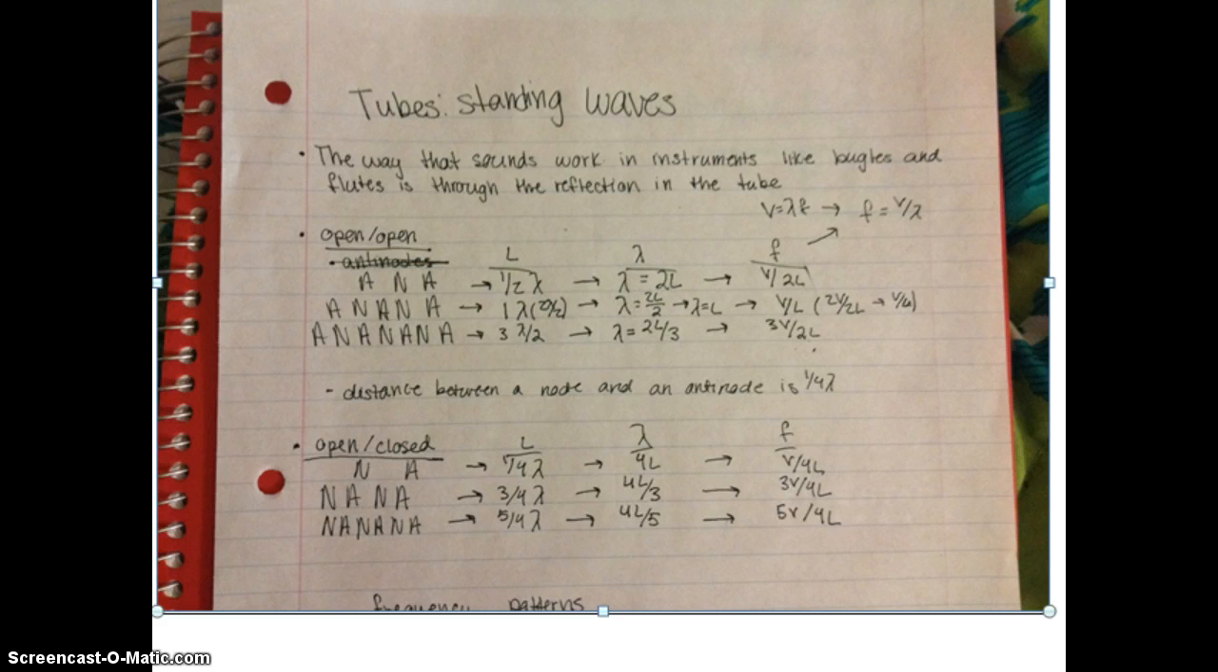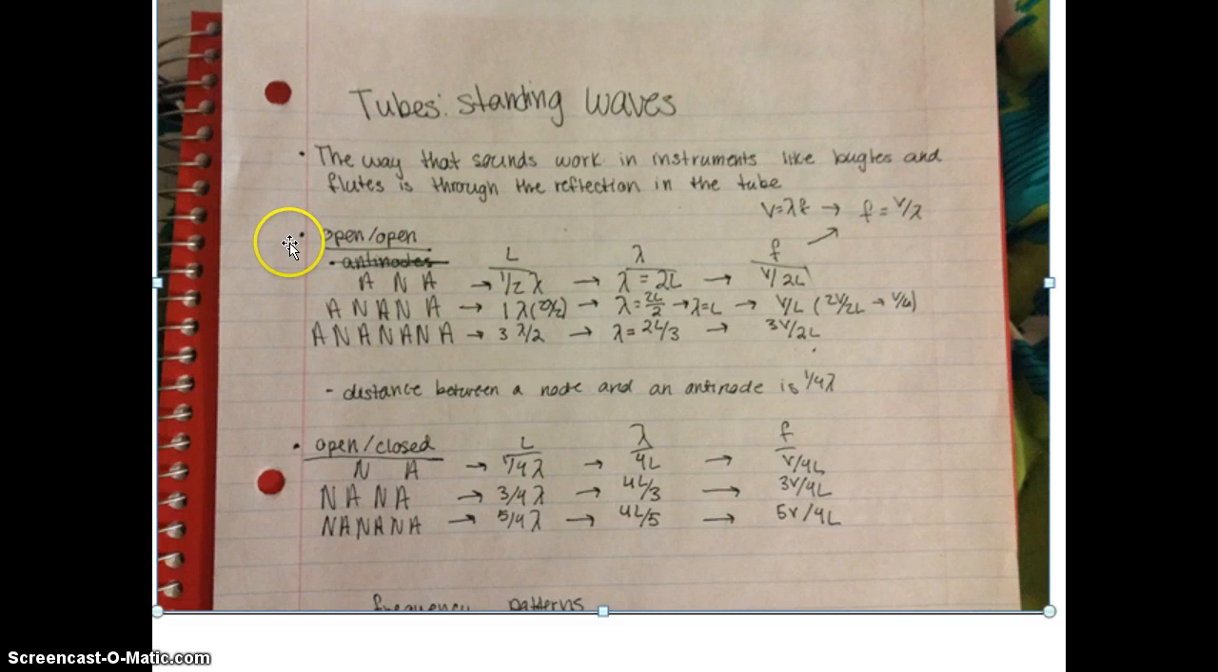whereas if it's closed, it'll always start with a node. So when it's open, like in the first example, it starts with an antinode and then a node and then an antinode, and the distance between each node and antinode is a quarter wavelength, and that leads to the very first one having a length of 1/2 wavelength, which then leads to the wavelength being equal to 2 times the length. And then the frequency becomes, from the original equation where velocity is wavelength times frequency, which then alters to frequency equals velocity divided by wavelength.